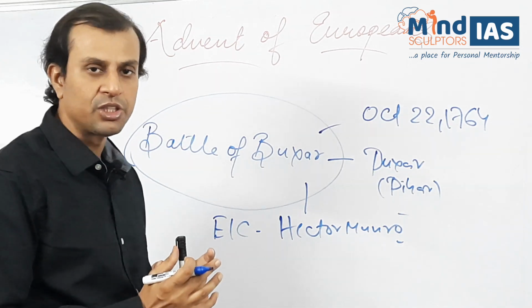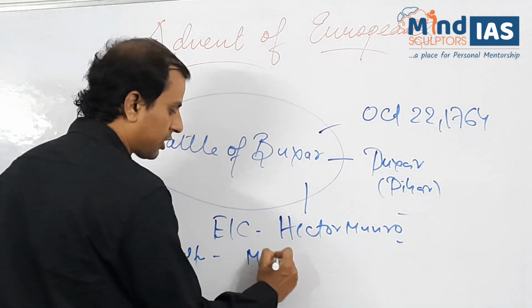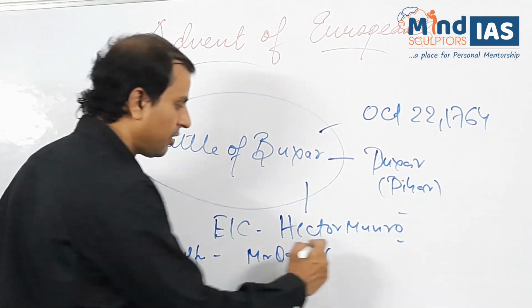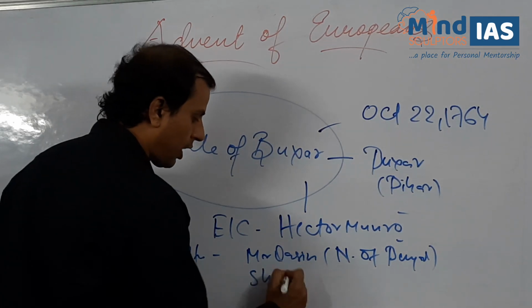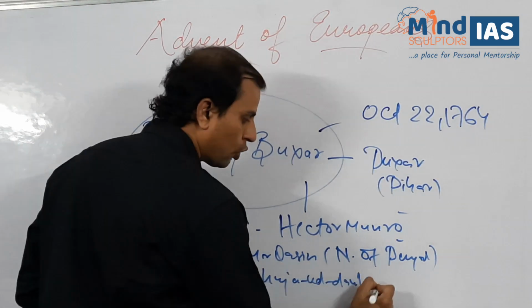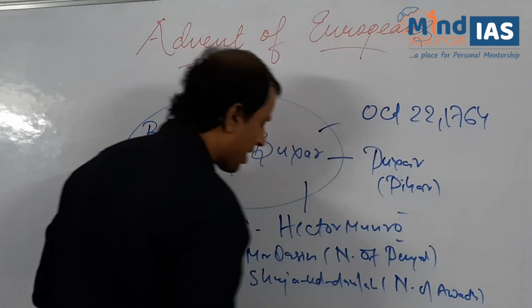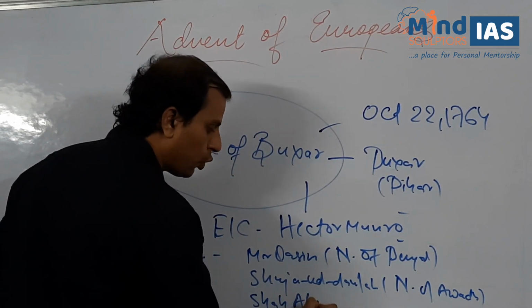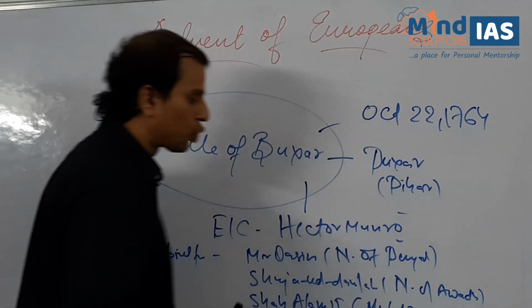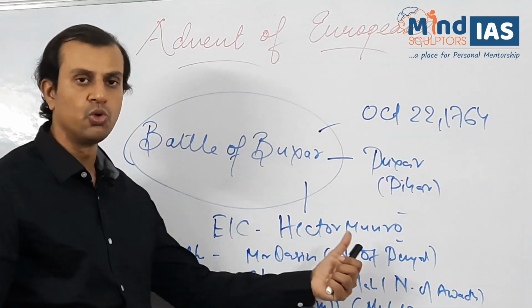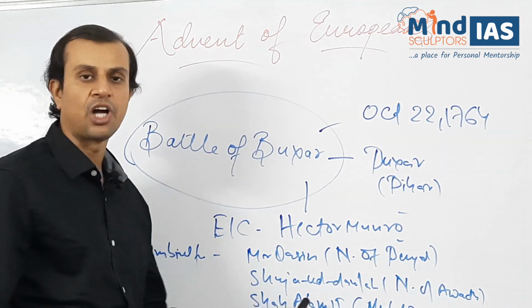And the combined forces of Mir Qasim, the incumbent Nawab of Bengal, Shuja-ud-Daulah, the Nawab of Awadh, and Shah Alam II, the Mughal emperor. So it was fought between the East India Company led by Hector Munro on one side and the combined forces of Mir Qasim, Shuja-ud-Daulah and Shah Alam II.